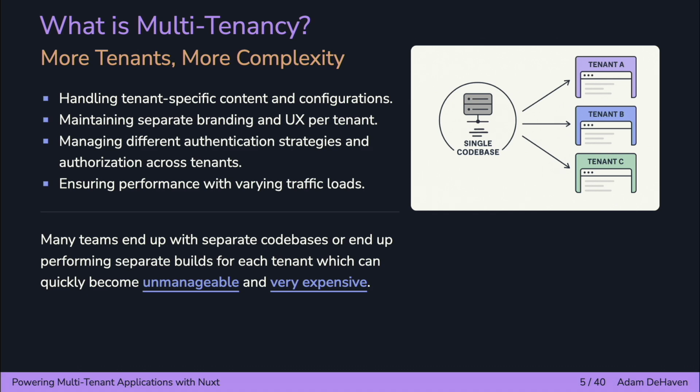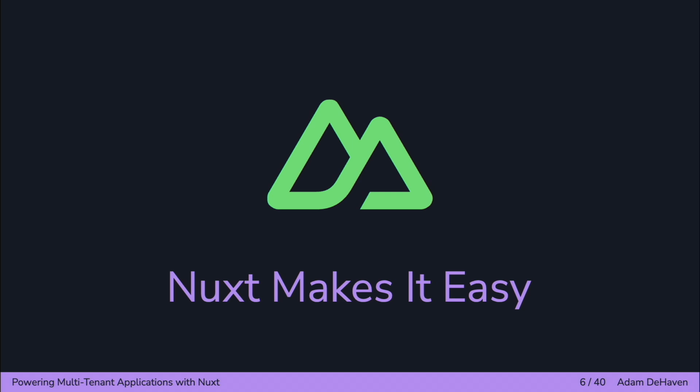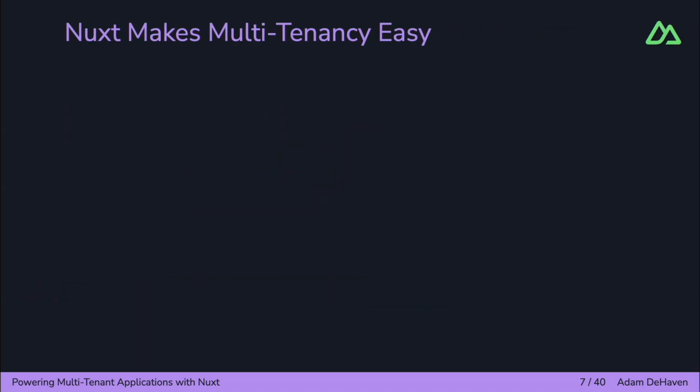But what if you can maintain a single code base while still delivering fully customized experiences for each tenant? Well, this is precisely where Nuxt architecture shines. So Nuxt makes it easy. Nuxt, along with the Nitro server, provides a robust set of features and capabilities that make it an ideal choice for building scalable, maintainable, and customizable multi-tenant applications. So let's walk through some of the key features that make Nuxt a great choice for multi-tenancy.